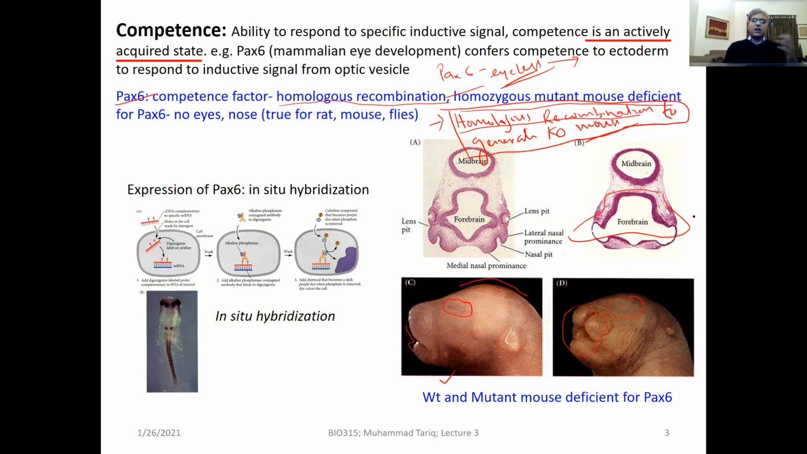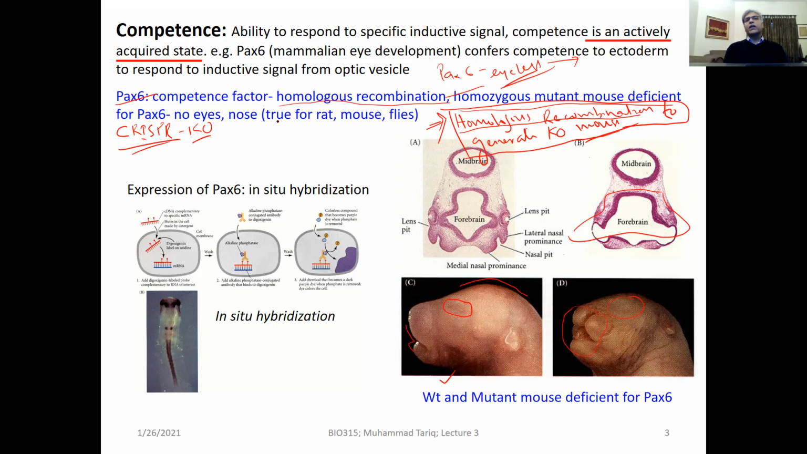Now, as I said, once you generate a knockout mouse, this tool is extremely important in this course, and in subsequent lectures you will see it again. You can also not only read about homologous recombination, but also read about CRISPR mediated knockout.